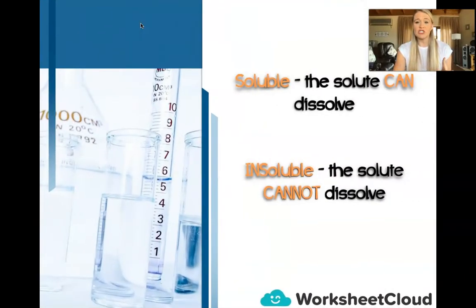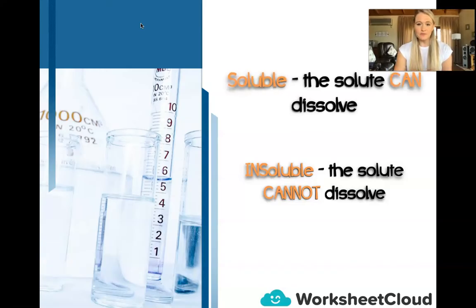So as I've just mentioned, if the solute has the ability to dissolve, we call it soluble. And if a solute is not able to dissolve, cannot dissolve, we call it insoluble. It means it cannot dissolve. Insoluble. Okay, so soluble can, insoluble cannot.